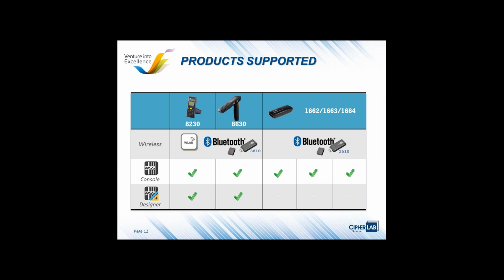So this table shows which kind of models support WSS. Our 8230 and 8630 both have WLAN and BT available on them, so you can use both the console and the designer on them. And I'm not sure if you're familiar with our 1600 series, our handheld scanner. No, not yet.